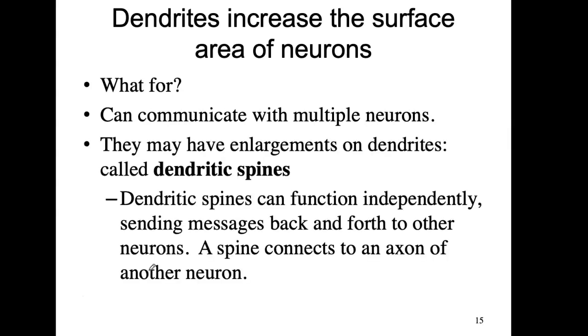And we've also learned that the actual dendrites have these specific enlargements called dendritic spines. I'm going to read this to you. Dendritic spines can function independently, sending messages back and forth to other neurons. The spine connects to an axon of another neuron. So interesting that not only are these dendrites receiving information into the soma and then redirecting it down the axon, but also there's a communication between these spines on the dendrite themselves.